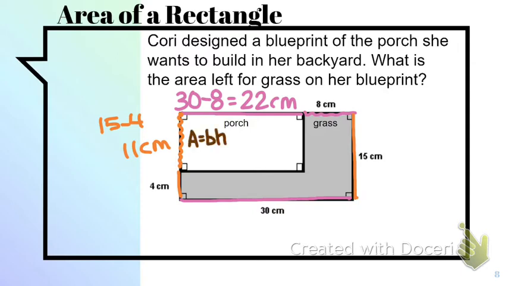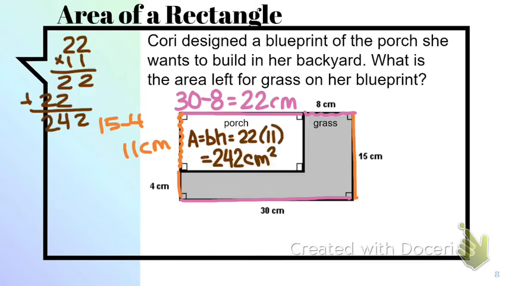So we know this is a rectangle and the area is base times height, and then we need to do our substitution, which is 22 times 11. So go ahead and work that out. So hopefully you got 242 centimeters squared.